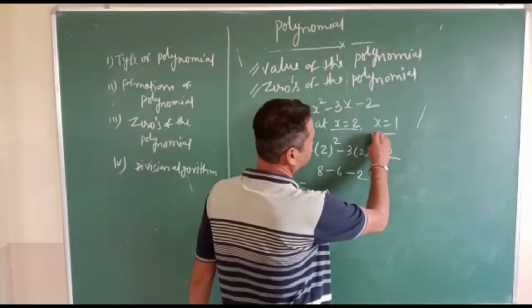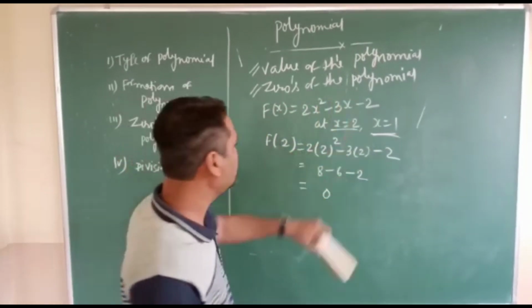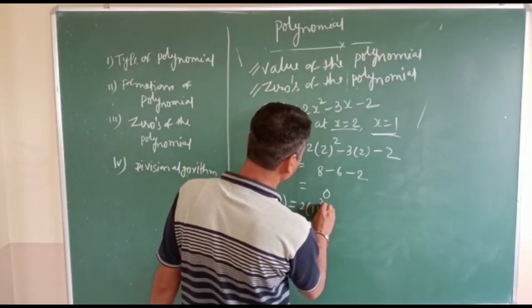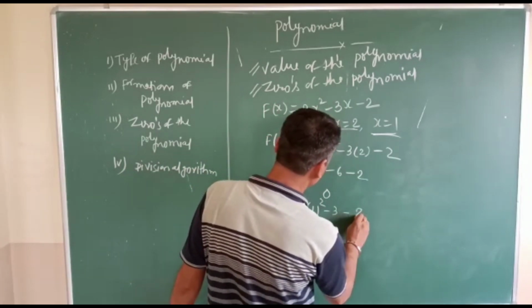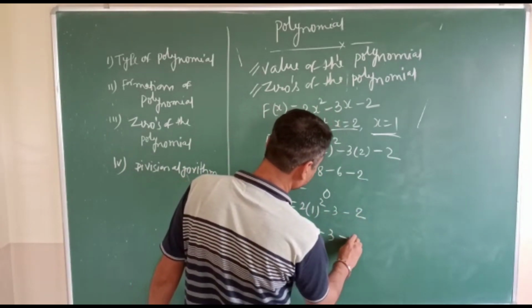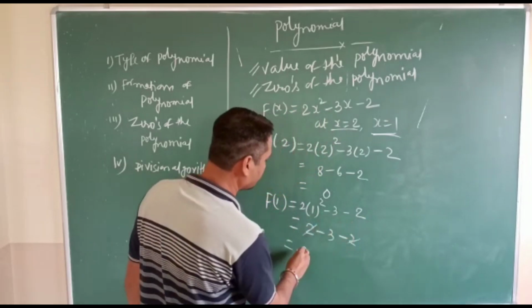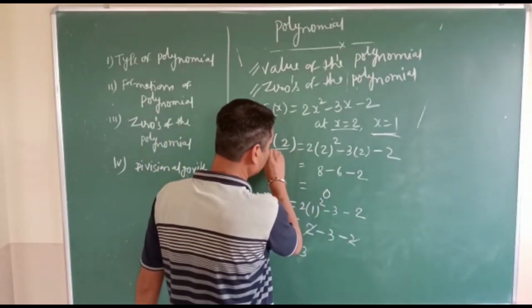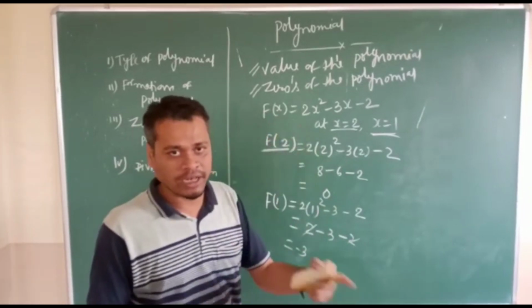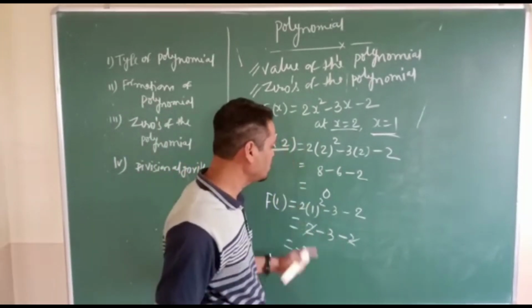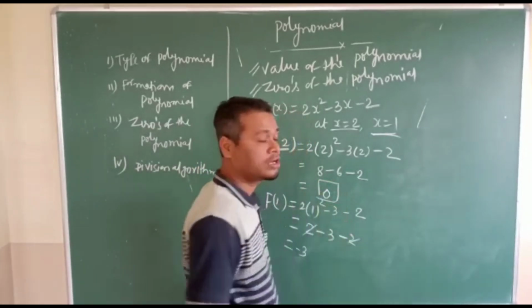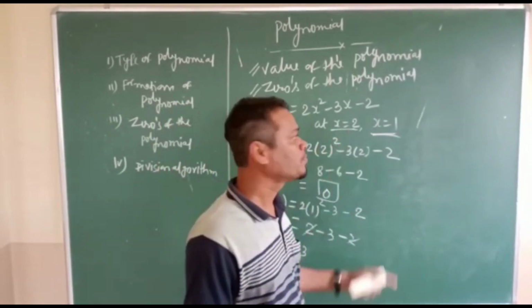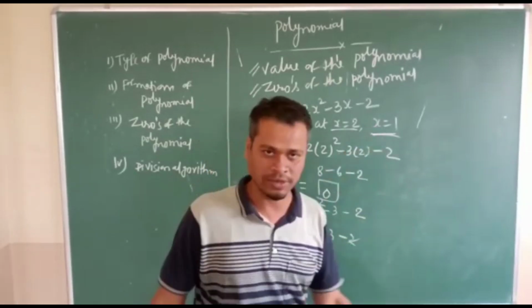Now what about x is equal to 1? Same procedure, I need to replace x with 1. So when I replace x with 1, I will get 2 into 1 square minus 3 minus 2. So this will be 2 minus 3 minus 2. The answer is minus 3. And how do we read this? Remember I told you f of x. Like that only we should read f of 2 is equal to 0. f of 1 is equal to minus 3. These are the values of the function at x is equal to 2 and x is equal to 1.